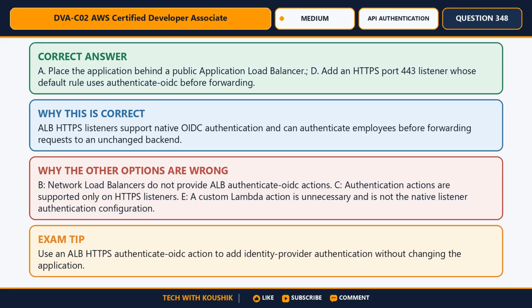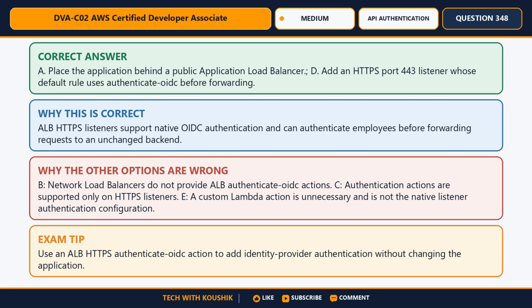The correct answer is A. Place the application behind a public application load balancer. D. Add an HTTPS port 443 listener whose default rule uses authenticate OIDC before forwarding. Here is why. ALB HTTPS listeners support native OIDC authentication and can authenticate employees before forwarding requests to an unchanged backend. Why are the other options not correct?